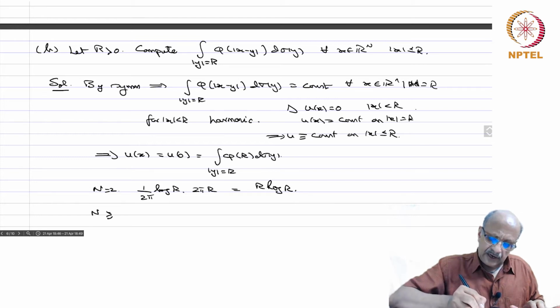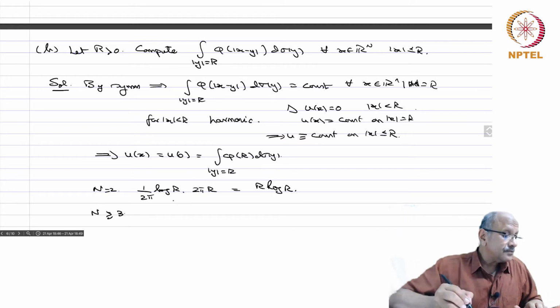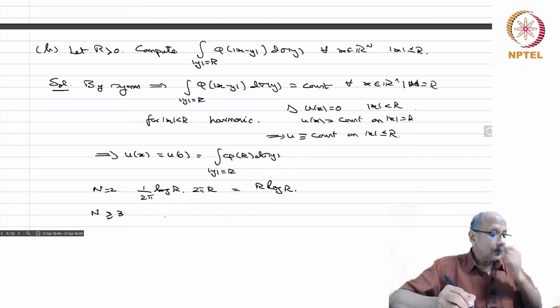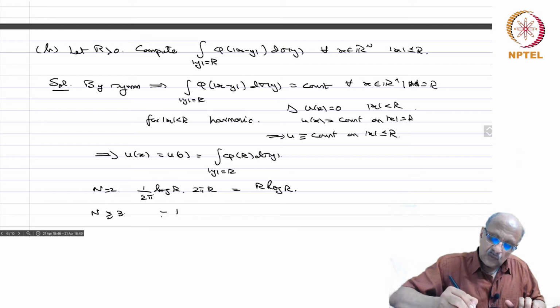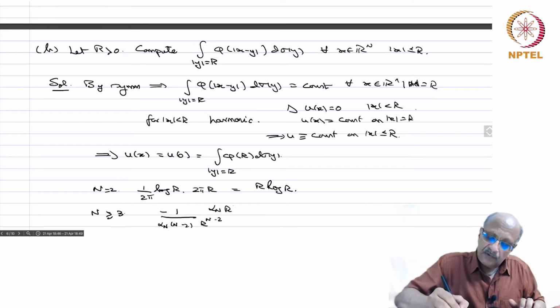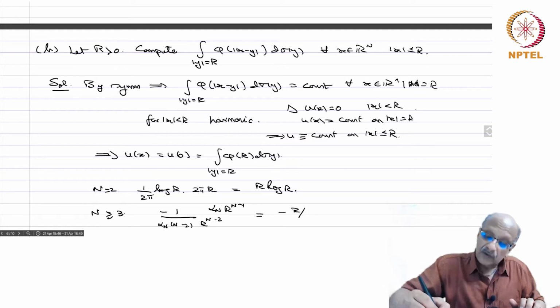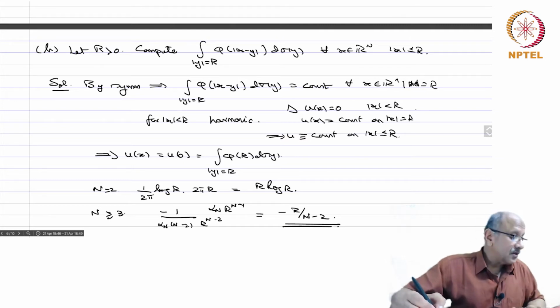If n is greater or equal to 3, this is equal to minus 1 by alpha n into n minus 2, r power n minus 2, into alpha n r power n minus 1, which is the surface area. Therefore alpha n gets cancelled, one r gets cancelled. So it is minus r by n minus 2.